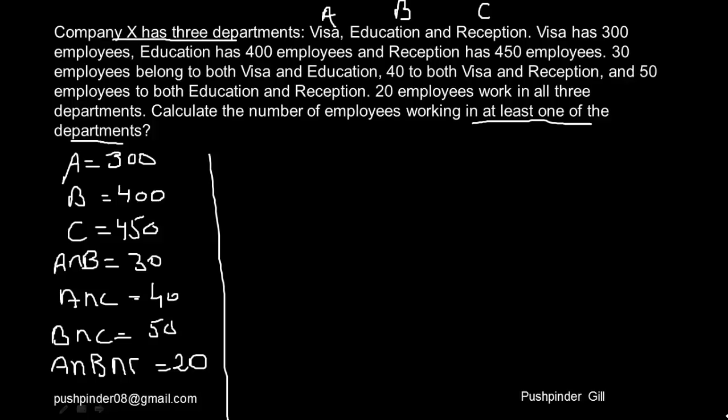So you can safely assume that A union B union C would be equal to this. Just apply the expression here: A plus B plus C, minus this, minus this, minus this, and plus this. You'll get your answer. So I hope everyone is understanding. You just need a structural approach and you'll be able to find the answer, right?